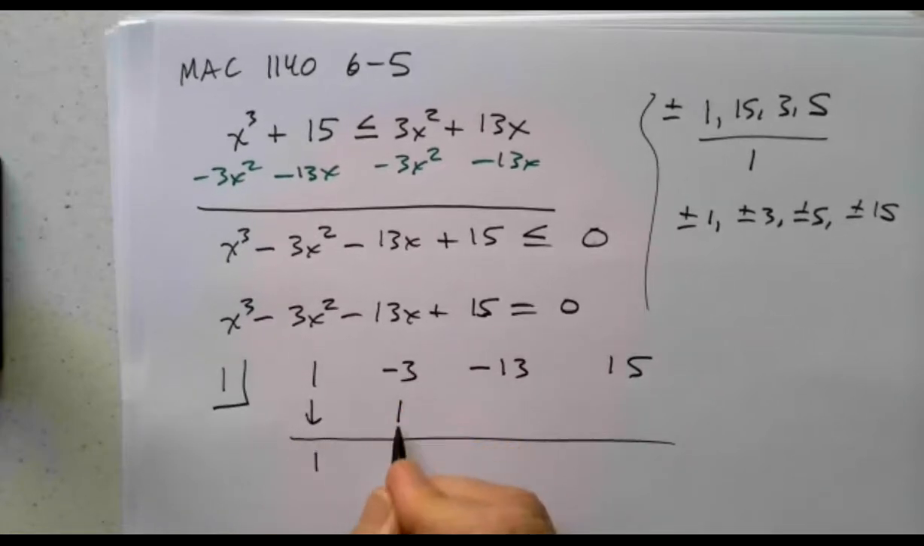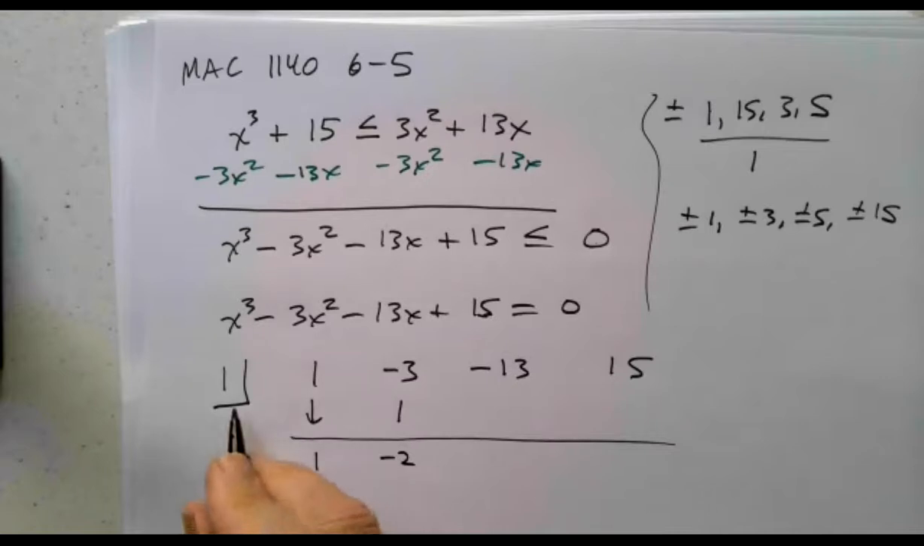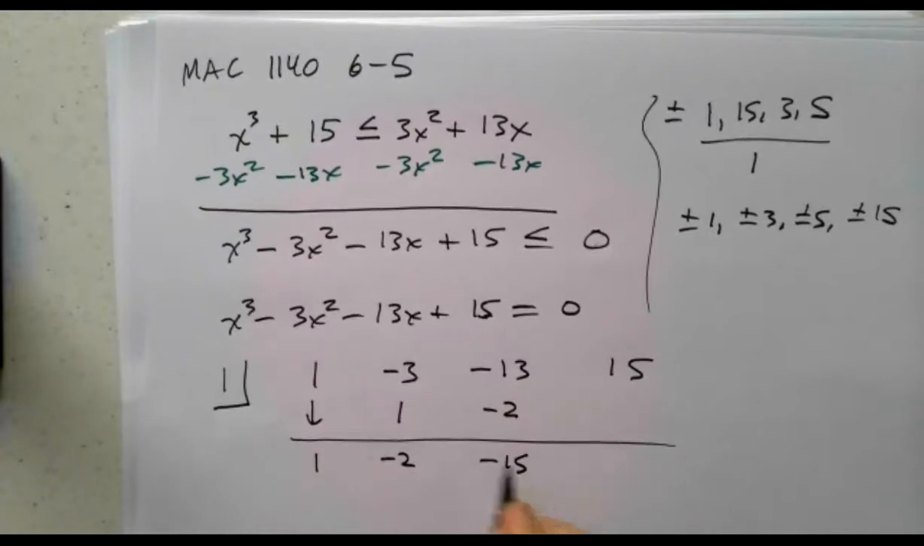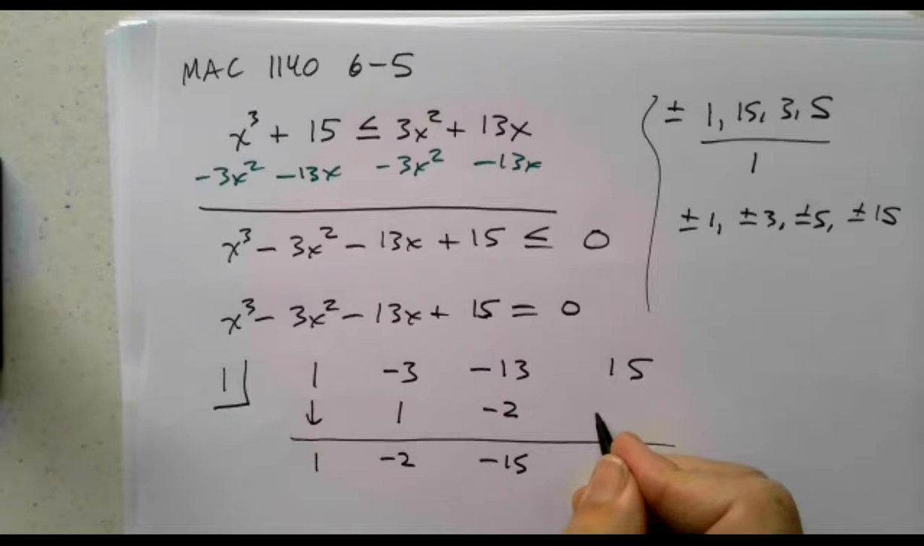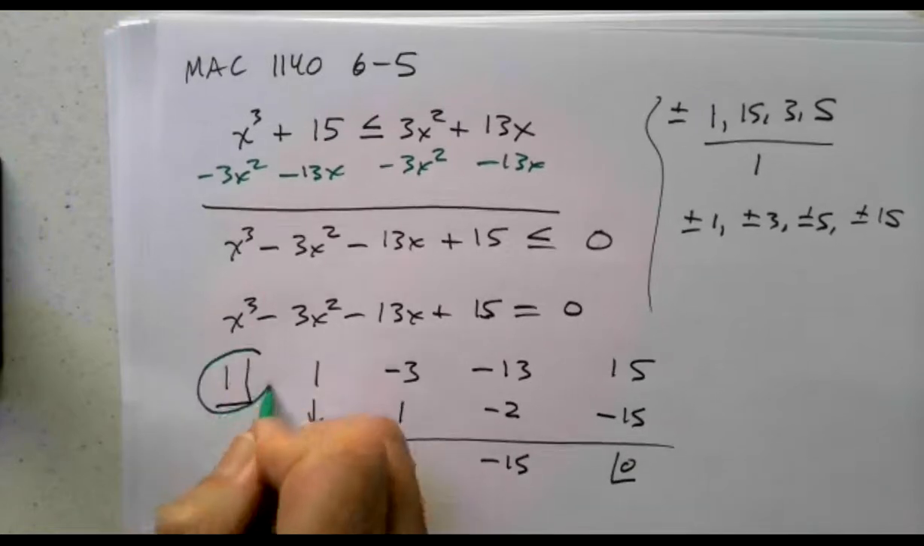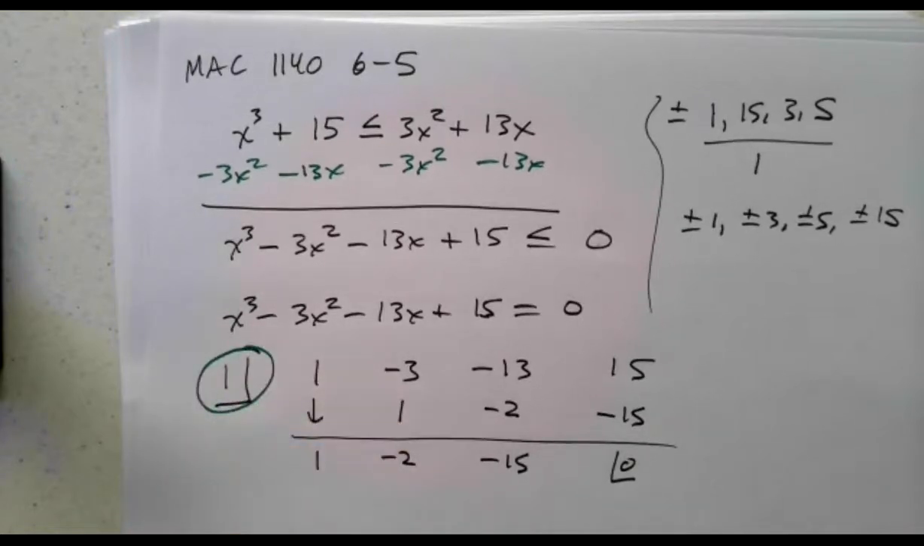1 times 1 is 1, negative 3 and 1 is negative 2. 1 times negative 2 is negative 2. Negative 13 and negative 2 is negative 15. 1 times negative 15 is negative 15. Add those together, we get 0. So indeed, 1 is a solution. So 1 is a 0. 1 is a solution. I will circle that.